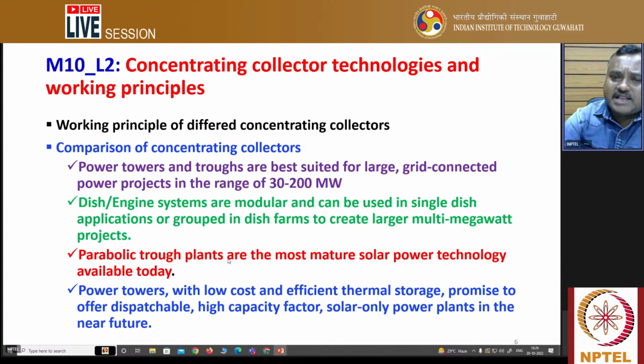or grouped in dish farms to create large multi-megawatt projects. Parabolic trough plants are the most mature solar power technology available today. Power towers with low cost and efficient thermal storage promise to offer dispatchable, high capacity factor, solar-only power plants in the near future. These are the observations we could figure out based on the analysis and studies.